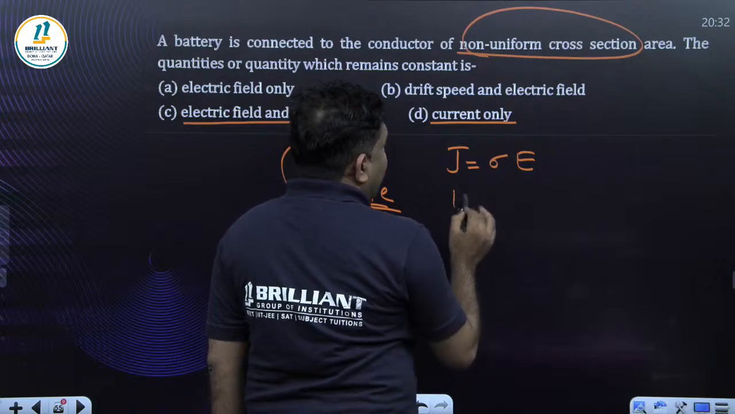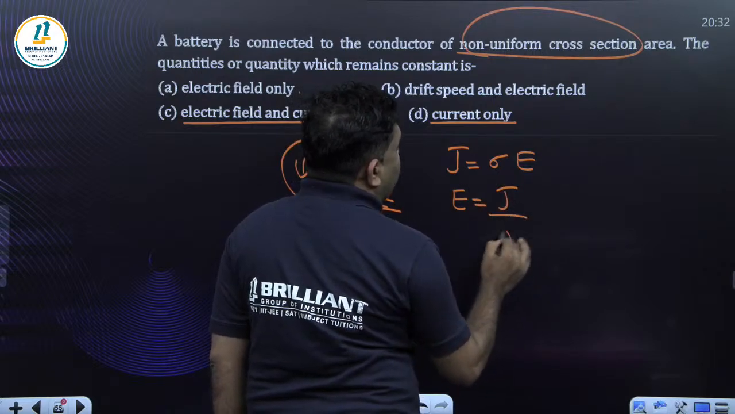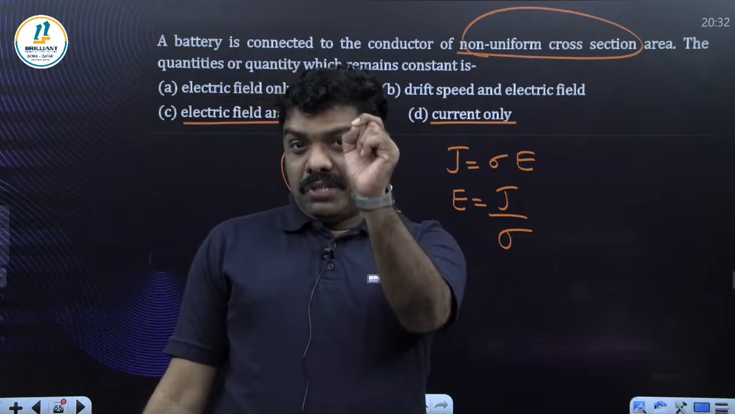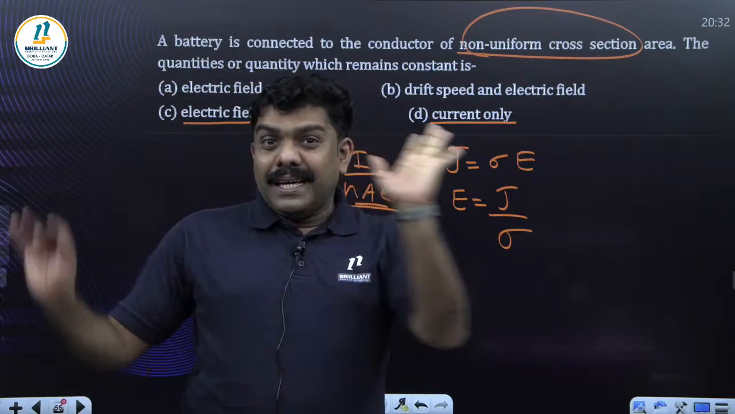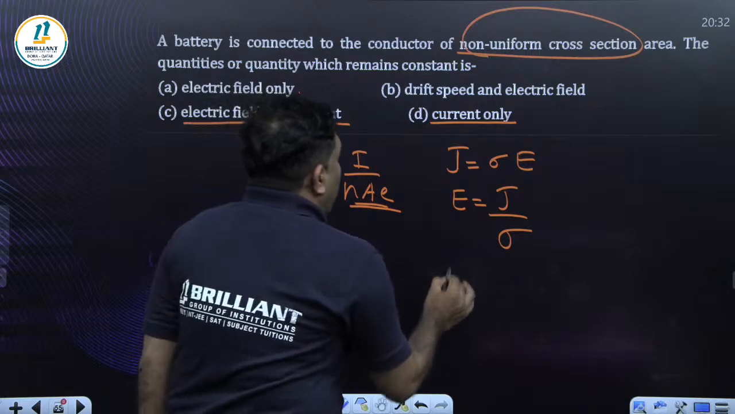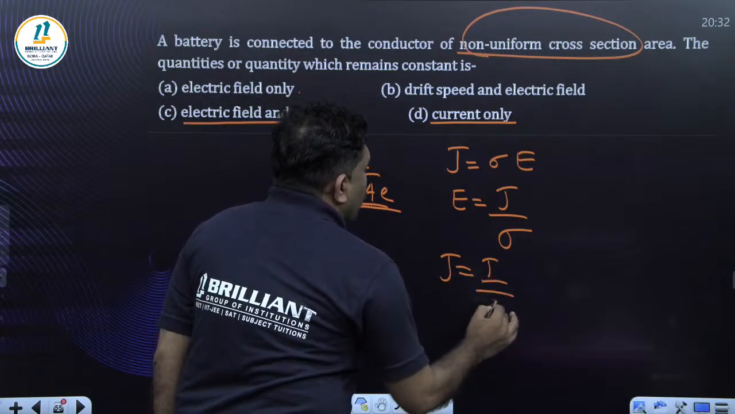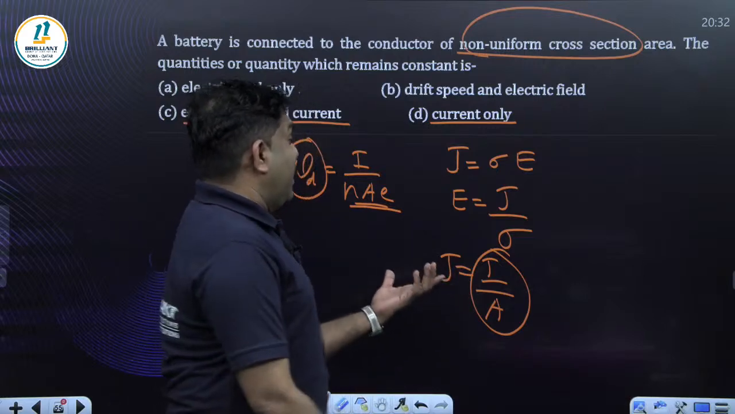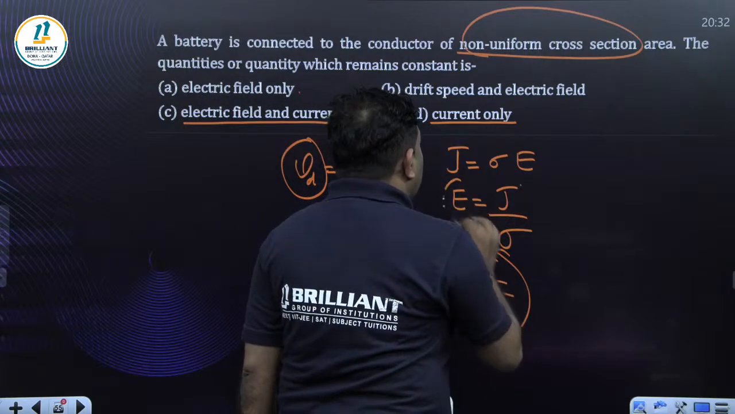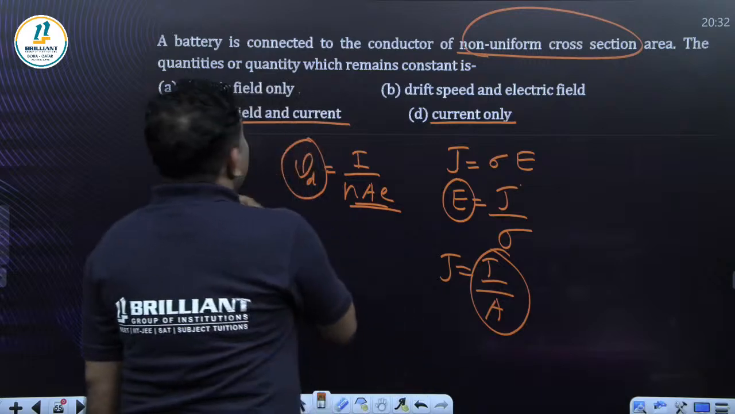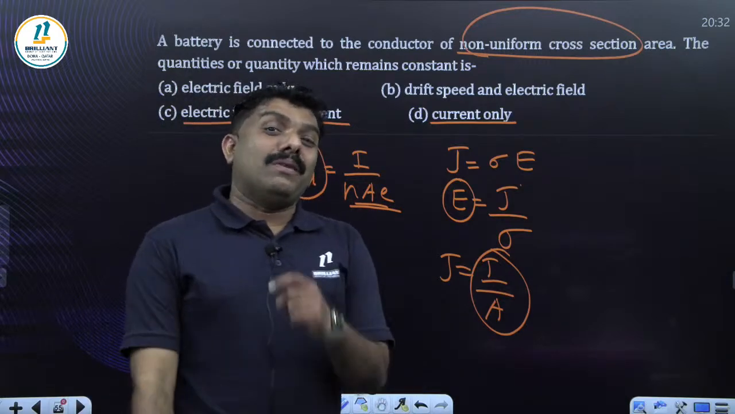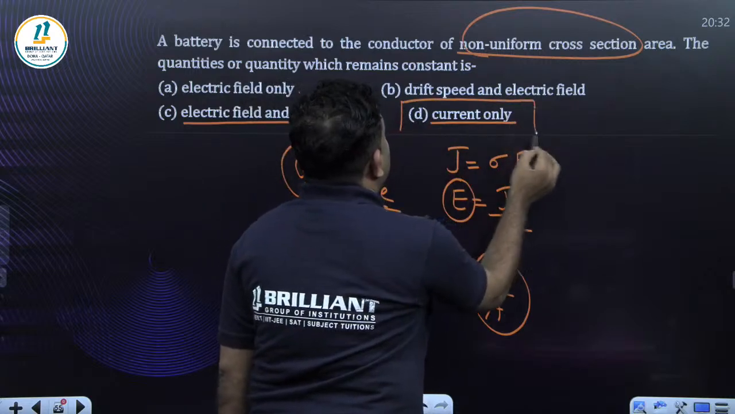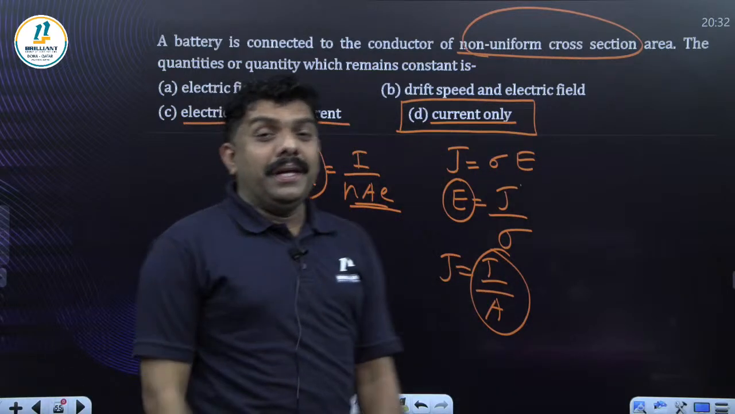So we can say E is equal to J by sigma. When area changes, J will change. Why? Because J equals I by A. So J changes when area changes. Then what's the picture here? J changes means the electric field also changes. So we can say the electric field is also not constant. Then we can say the current is constant here. So the right answer is option D, current only.